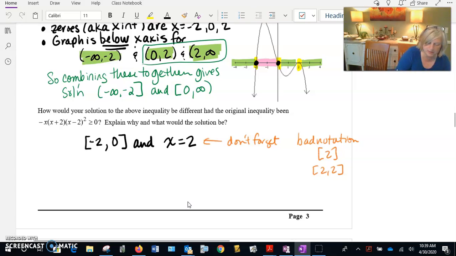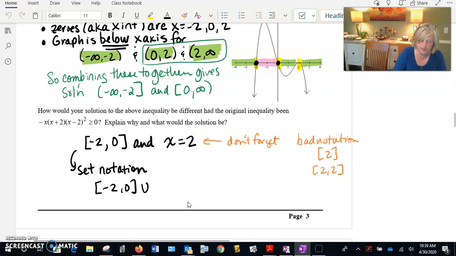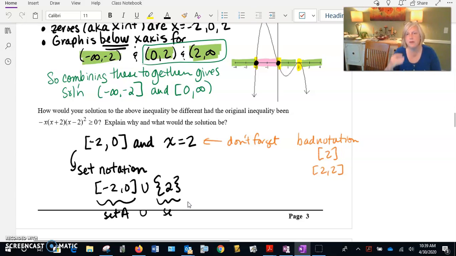Like if I was going to put this in actual set notation, instead of, say, listing the places where it happens, which is all I've been doing up to this point, I would say -2 to 0 union, and then I would use curly braces to indicate it's the set that this interval is union this set. So we'll say set A union, this would be set B, and it happens to be a set that just has one object in it, and that's why you use the curly braces. But we don't really worry about that too much right now. I mean, the idea here is to be able to identify the values where this happens.